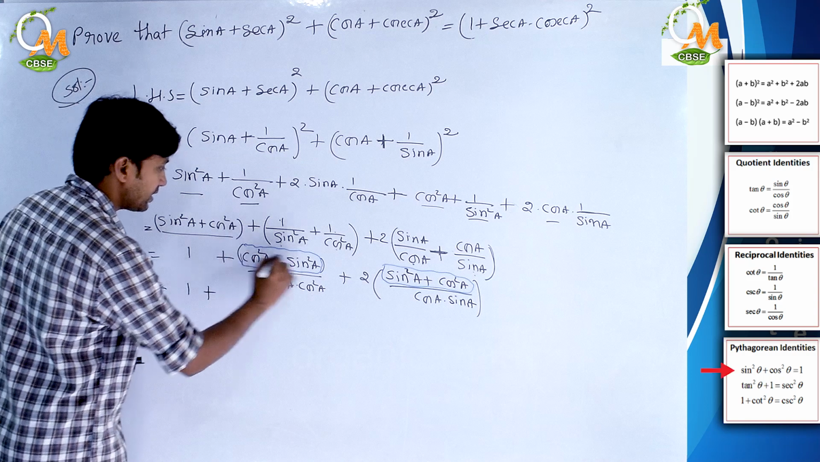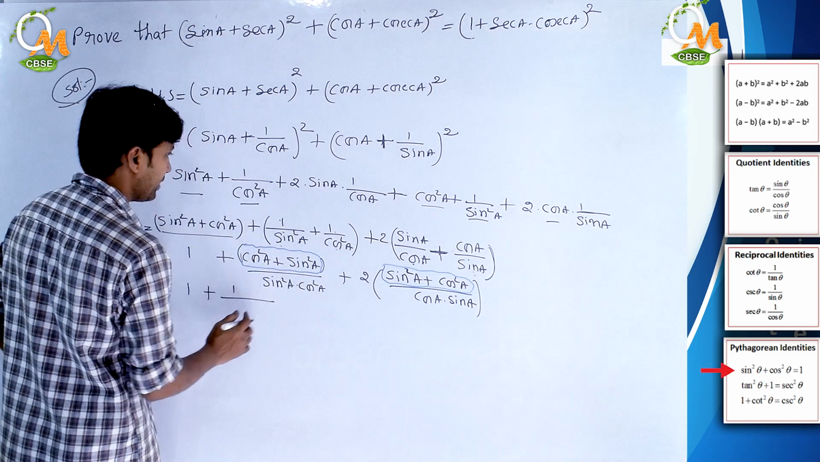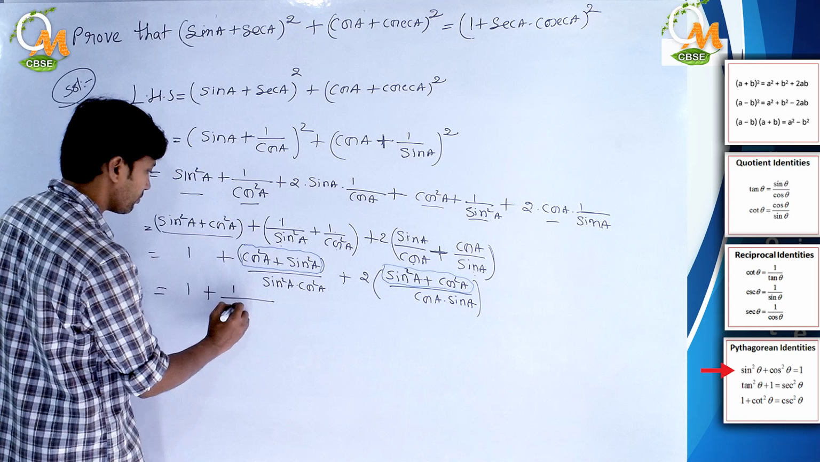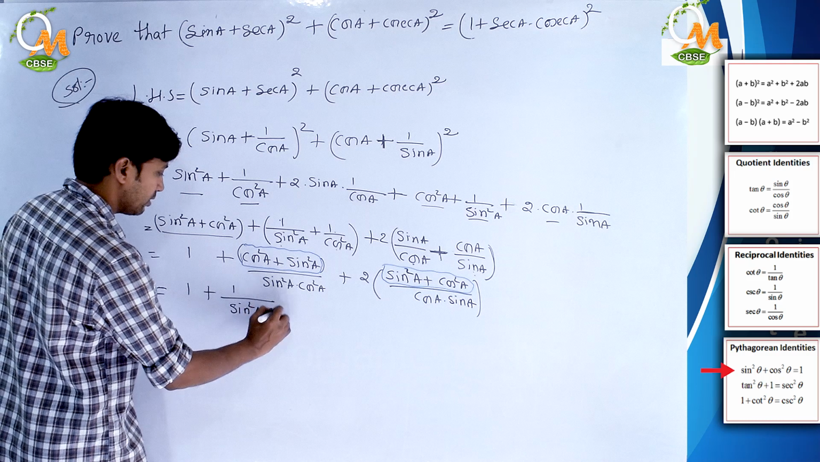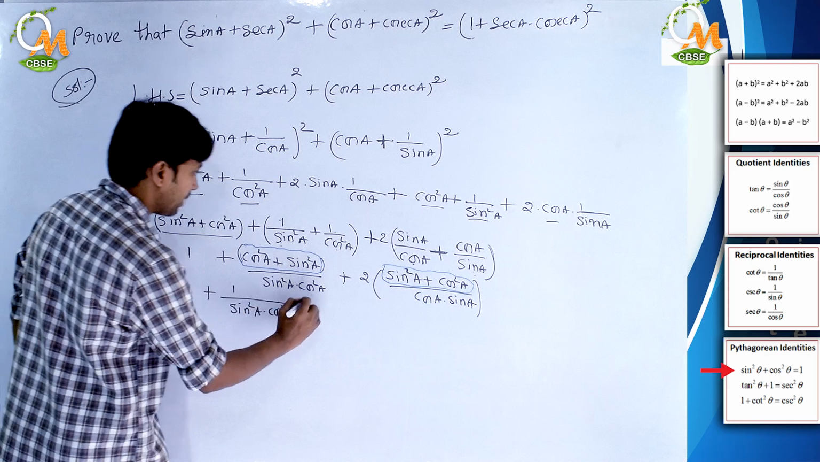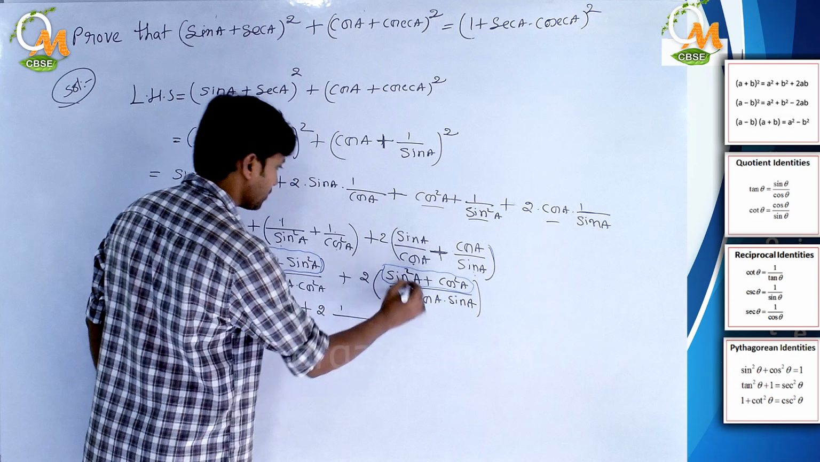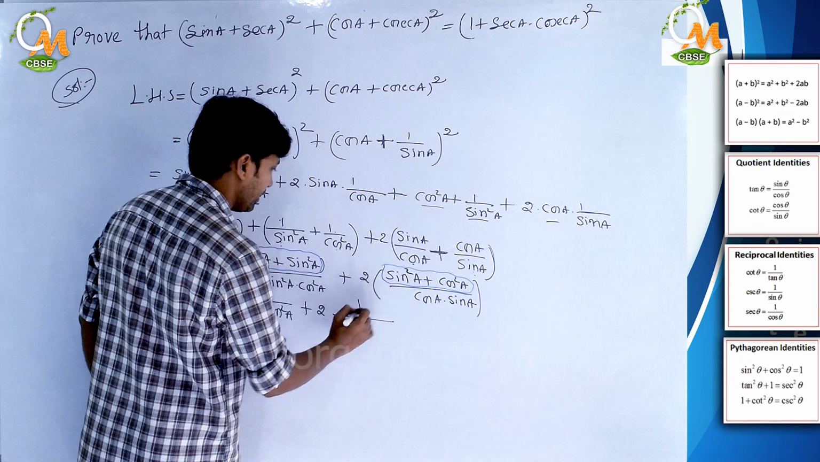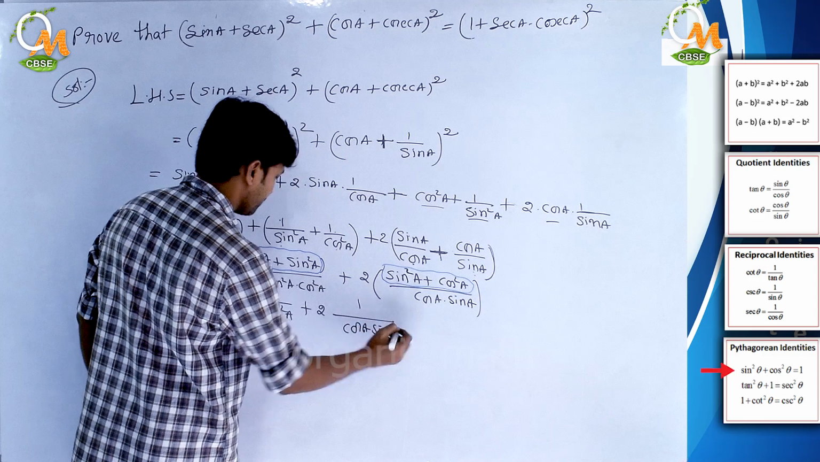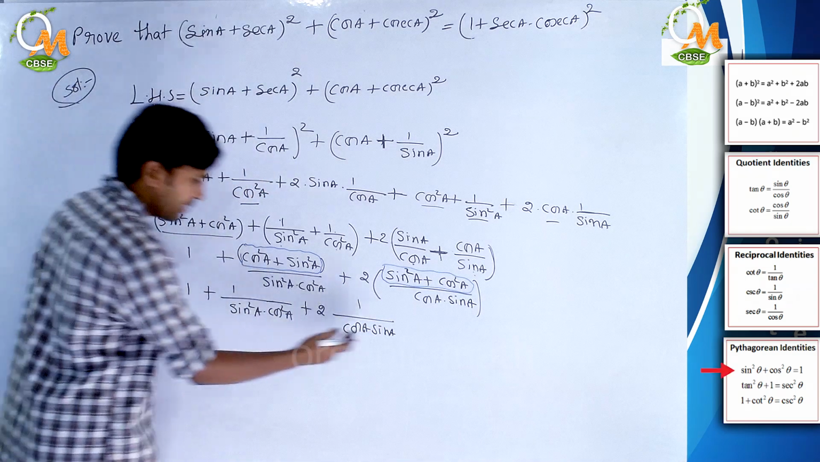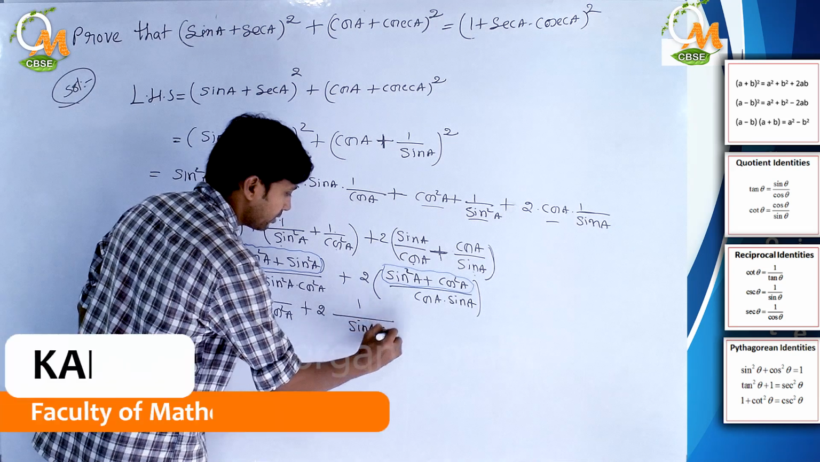1 plus 1 by sin square A cos square A, plus 2 into 1 by cos A sin A. Okay, let me write sin A cos A, it will be same, no, sin A cos A.